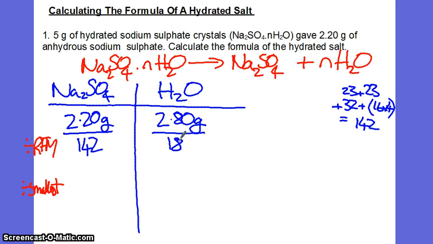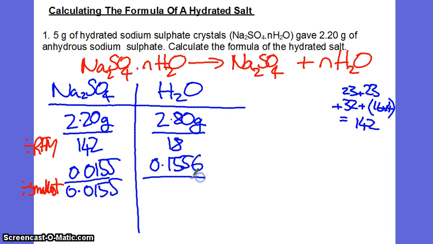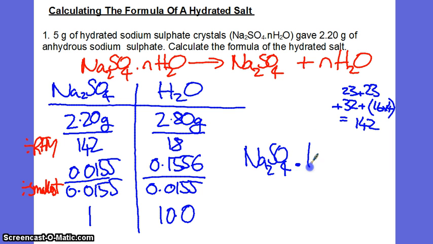And if I plug those numbers into a calculator, I get 0.0155. And on this side, 0.1556. Again, we divide by the smallest. And that gives a ratio of 1 to 10.0. So our formula is Na2SO4 dot 10H2O. And hopefully you can see that it's exactly the same method as we used for our empirical formula. One more.